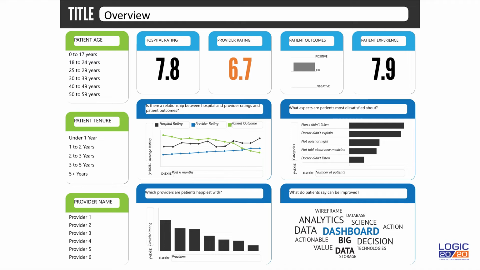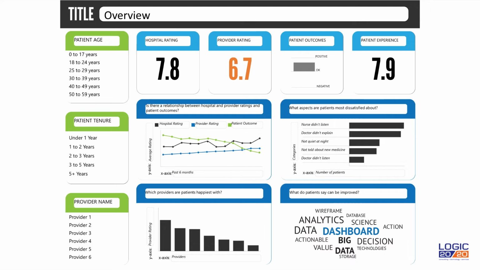You can see each of the charts has a title in the form of a question. So the very first one, is there a relationship between hospital and provider ratings and patient outcomes? Look at the second one. What aspects are patients most dissatisfied about? So this is very much feeding on the survey data that went into this dashboard. Down the bottom left, which providers are patients happiest with? And the bottom right, what do patients say can be improved?